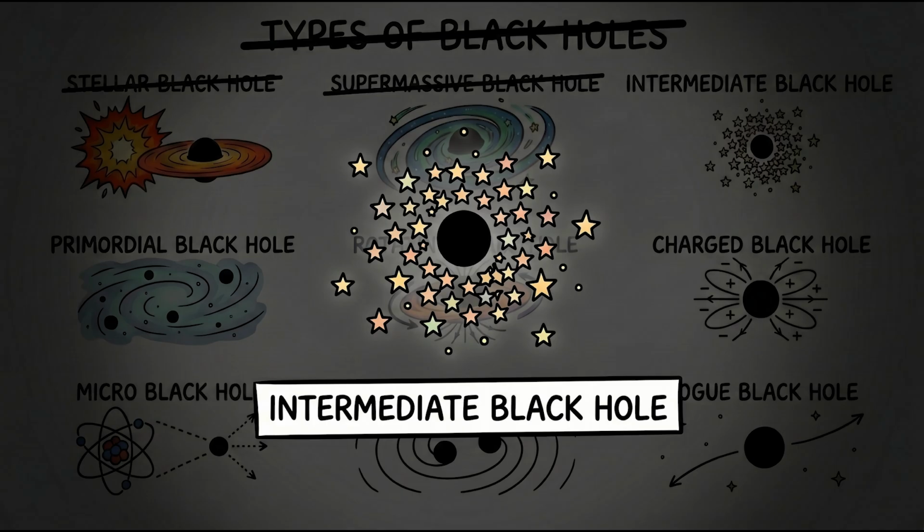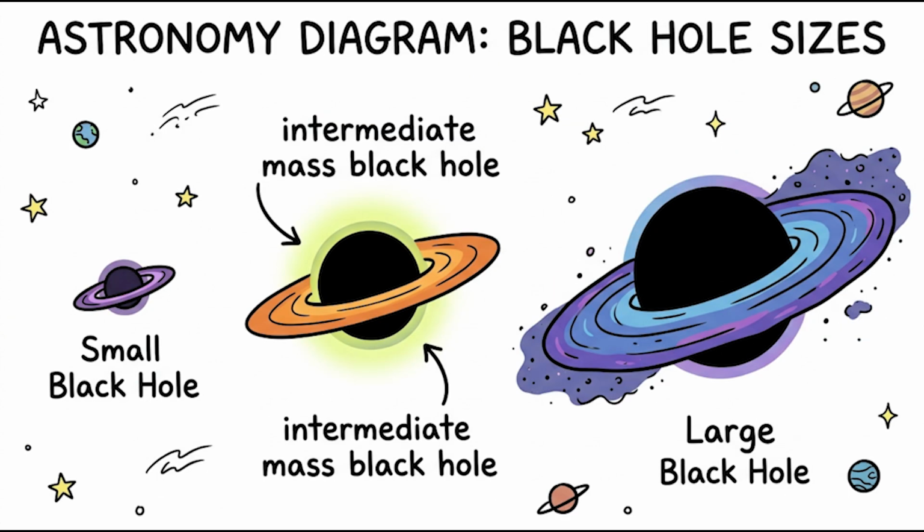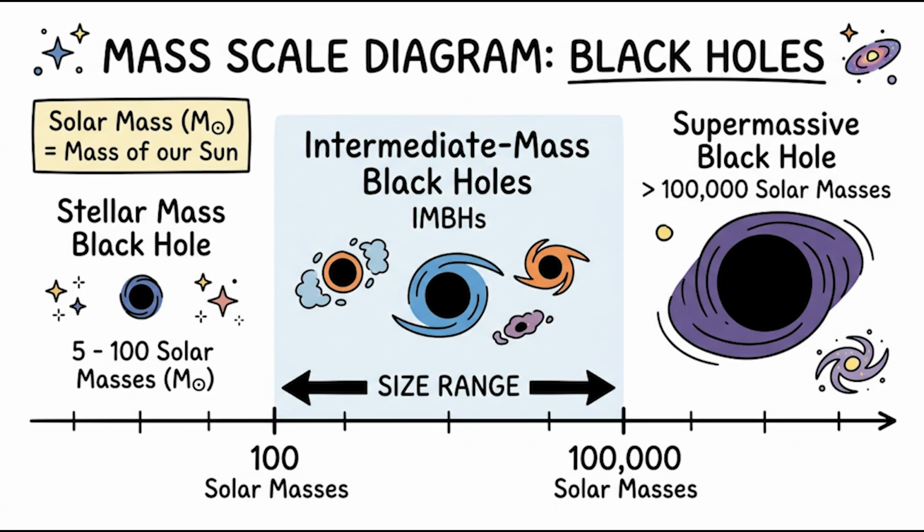And these ones are actually a bit mysterious, because for a long time, astronomers weren't even sure they existed at all. For decades, astronomers could see small black holes, and they could see giant supermassive ones. But the middle category was basically missing, which raised a big question. If stellar black holes are the small ones, and supermassive black holes are the giants, then logically there should be middle-sized black holes too. These are called intermediate mass black holes. These black holes are thought to contain somewhere between 100 and 100,000 times the mass of our sun, which puts them right between the other two categories.